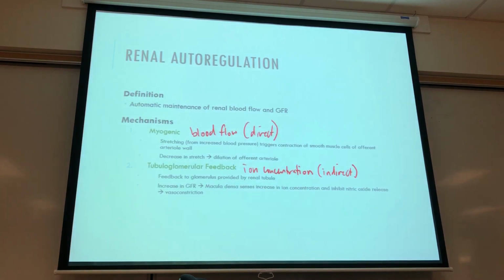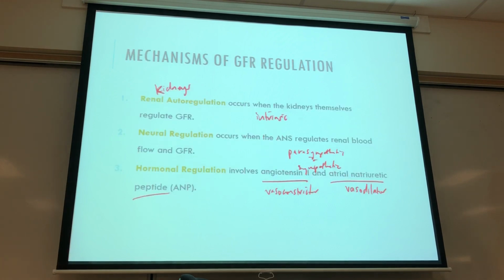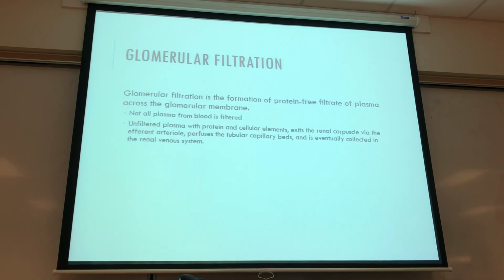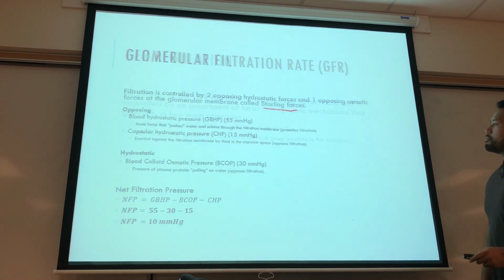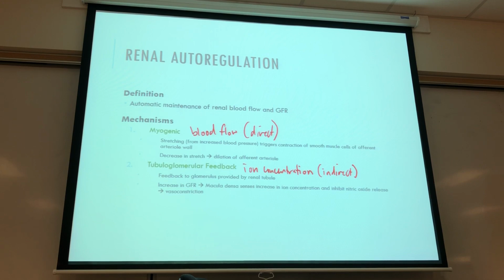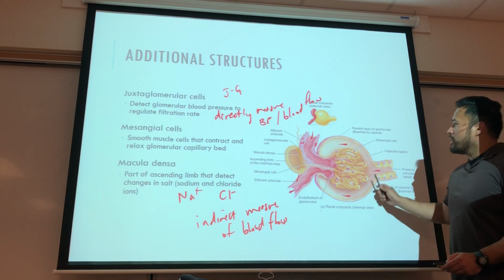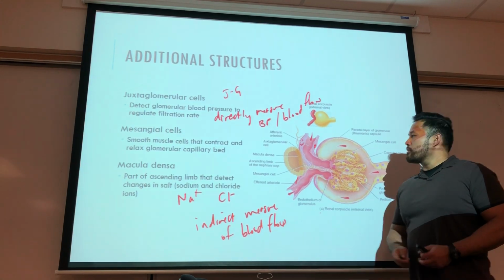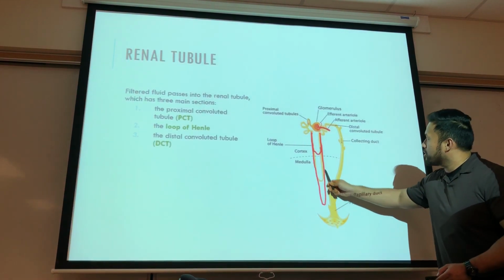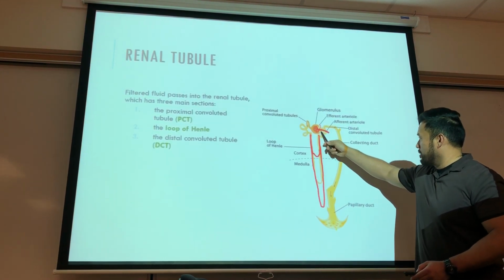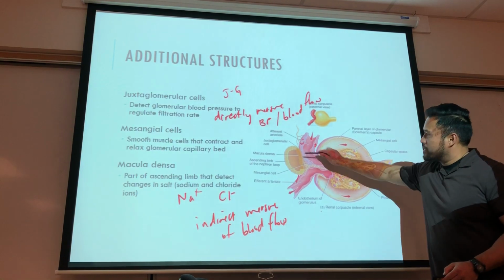The second mechanism is the tubuloglomerular feedback. Again, going back to our earlier slide, the macula densa is going to be involved. And the macula densa here is from the distal convoluted tubule that wraps all the way back up. And let me go back to an earlier slide. Here you can see the distal convoluted tubule coming right back up, right near the glomerular cup.